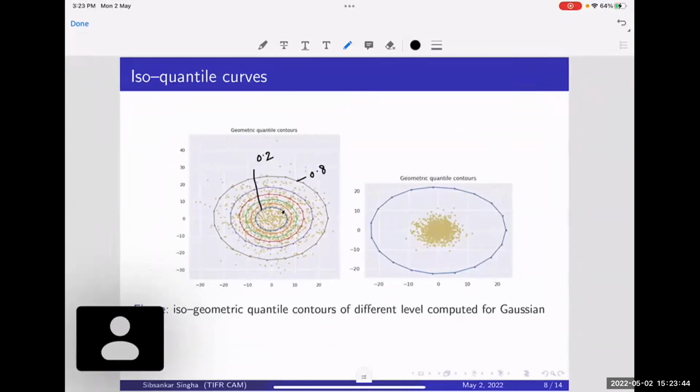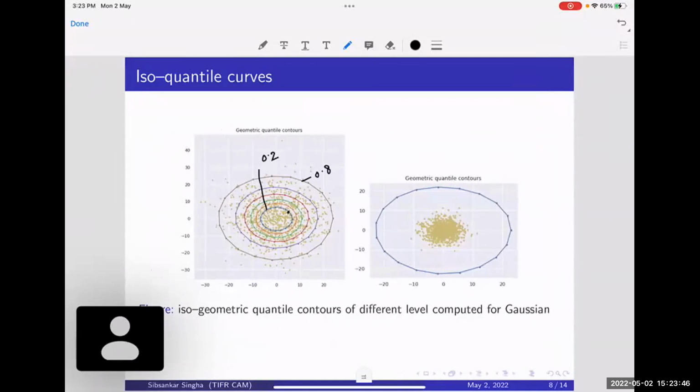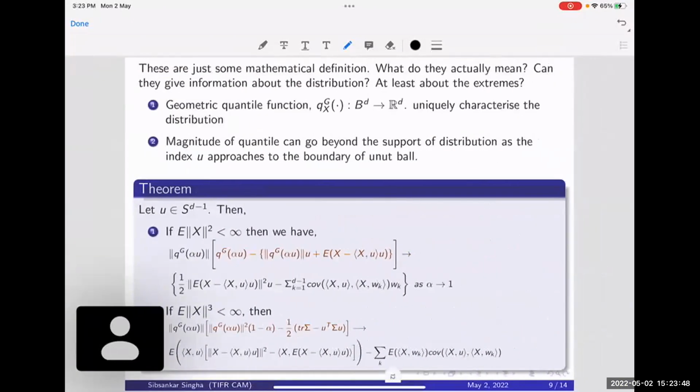Okay, now let's explore some properties of this quantile, whether they are good or not. This geometric quantile can uniquely characterize the distribution. That is, if we are given some quantile function, we can uniquely characterize what the distribution is. That is to say, if there are two different distributions, their quantile functions should be different. So they uniquely characterize.